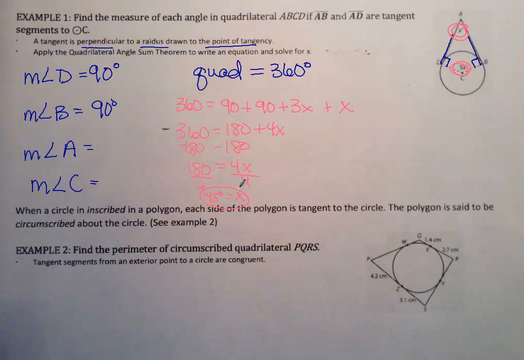So which angle is x? Angle A. So angle A would equal 45 degrees. Then we would do 45 times 3, which is 135. So that would be angle C. Very nice. And so here is your answer.